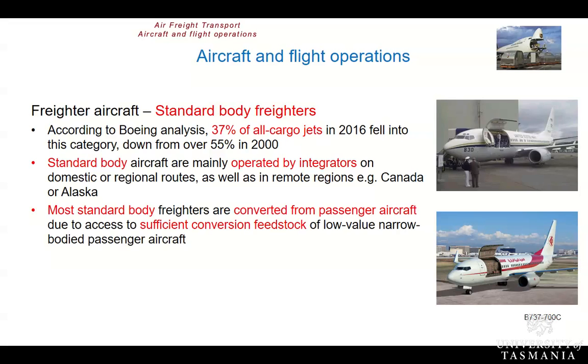Most of the standard body freighters have been converted from a passenger aircraft. And one of the main reasons for that is that there is sufficient conversion feedstock. Now, what sufficient conversion feedstock is, feedstock just relates to an issue of availability. So there's significant availability of that sized aircraft, which makes the conversion from a passenger to a freighter a very viable business.